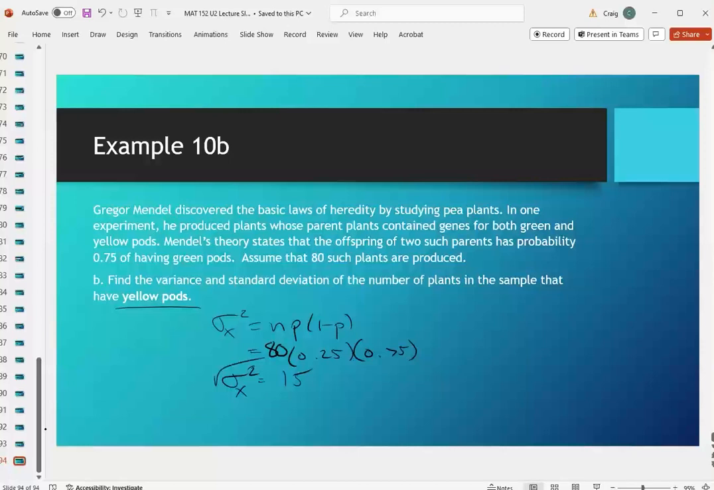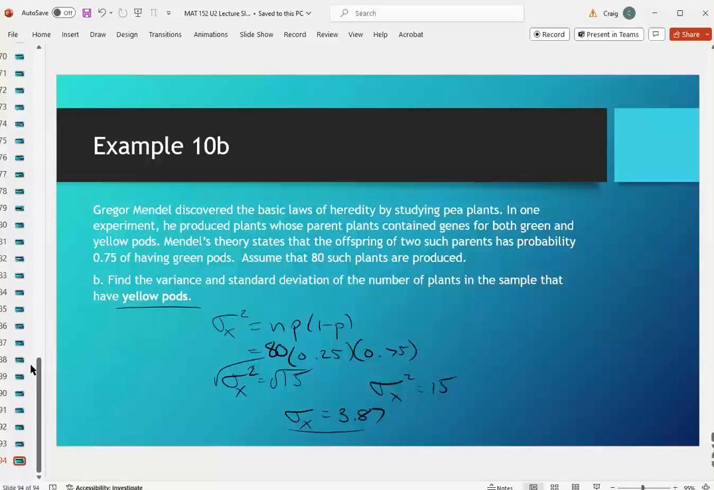And then you take the square root to get the standard deviation. I don't know what the square root of 15 is. 3.87. And so we have our standard deviation, and our variance was 15.